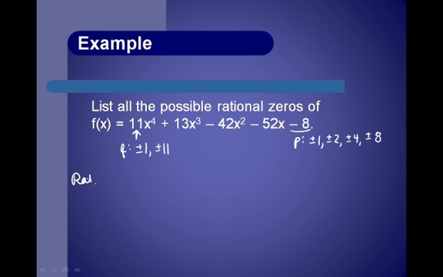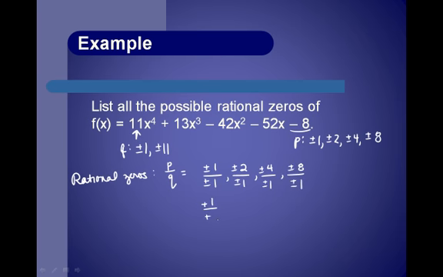So all possible rational zeros are of the form p over q, which means it's plus or minus 1 over plus or minus 1, plus or minus 2 over plus or minus 1, and it's everything in our p list over 1, and everything in our p list divided by 11, because we have to consider all the factors of p divided by all the factors of q.